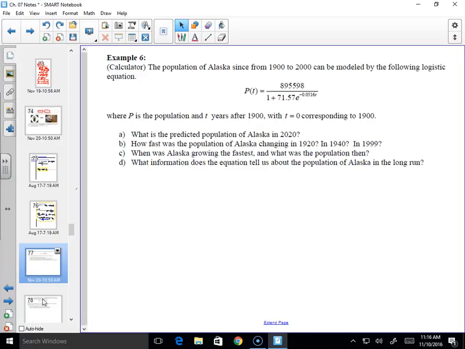The population of Alaska from 1900 to 2000 can be modeled by the following logistic equation. There it is, where P is the population and T is years after 1900, and T equals 0 corresponds obviously to 1900.